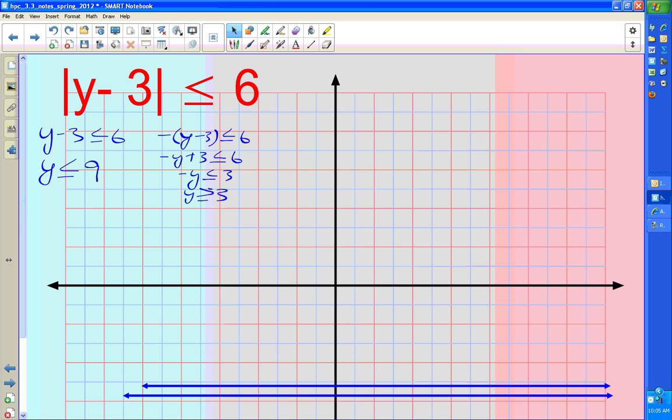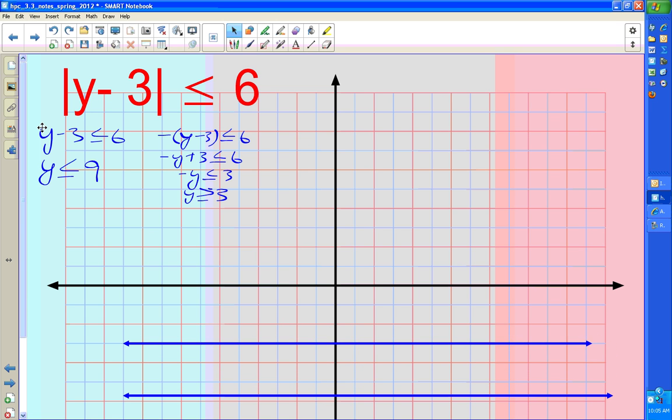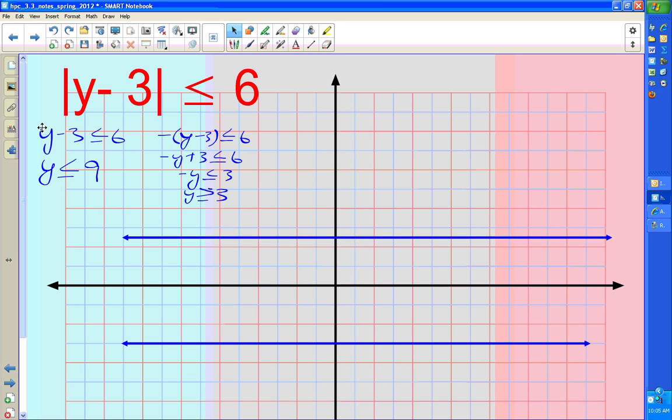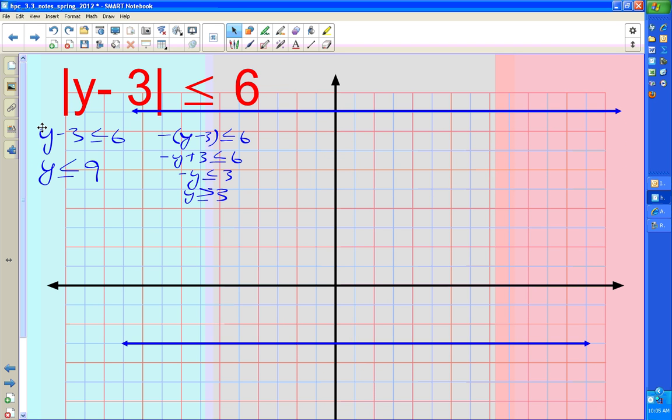So we want a solid boundary at negative 3 and a solid boundary at 9. If you plug in (0, 0) with the less than or equal to 9, that's going to be true.